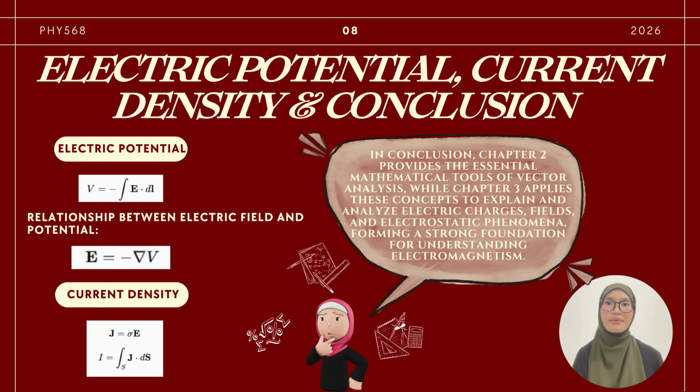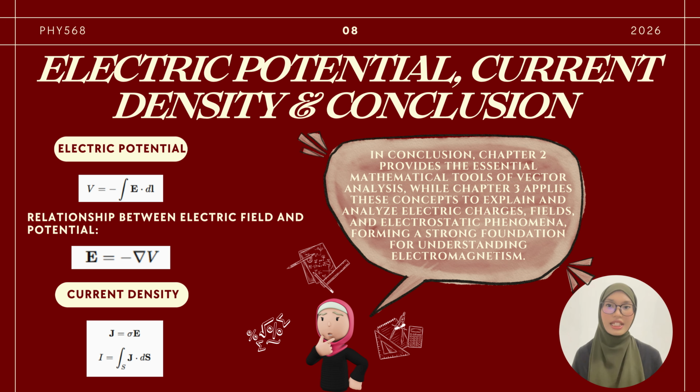Electric potential represents the amount of work required to move a unit positive charge from infinity to a specific point in an electric field. It is closely related to the electric field through the equation E equals negative gradient of V, showing that the electric field points in the direction where the potential decreases most rapidly. Current density, represented by J, describes the amount of electric current flowing through a unit cross-sectional area.